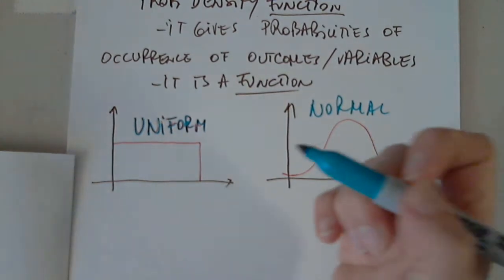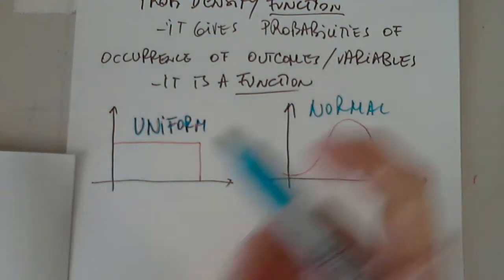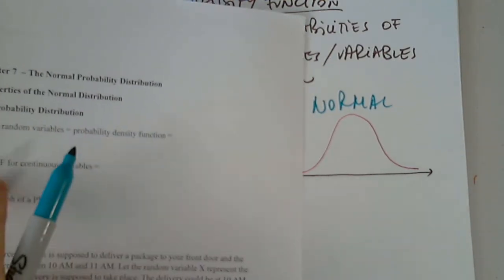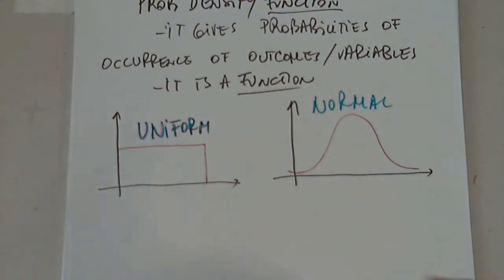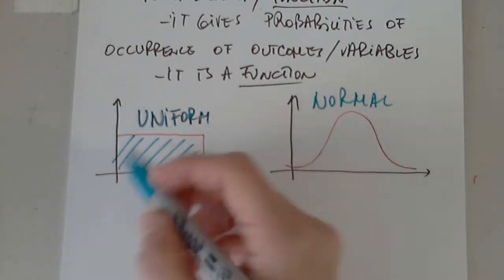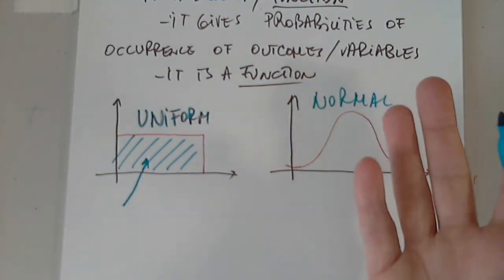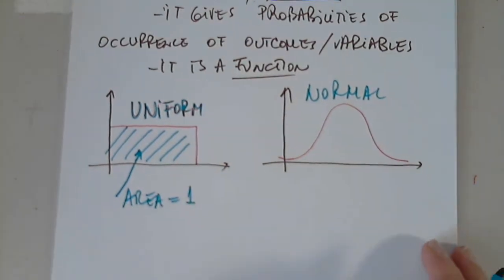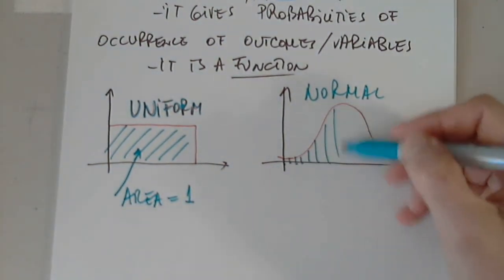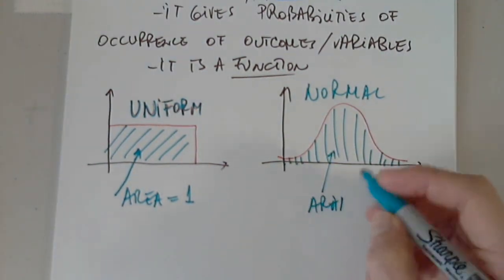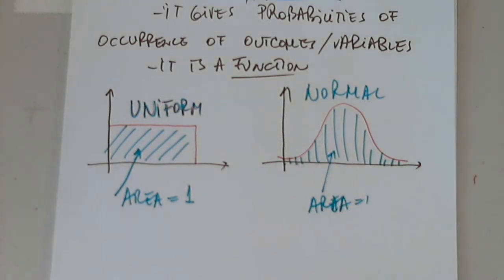Okay, so what are the properties? I'm moving on to the next properties of the probability density function for continuous variables. So what are the properties here? First of all, this area, because it's connected to probability, the area must be 1. So the area under this graph as well must be 1. Number 1.